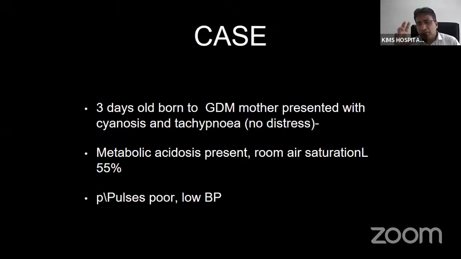So now there are only 2-3 things we have to assess: whether cyanosis is there, cardiomegaly is there, or oligemia is there. That's all. Only 3 things we have to say. Case: 3 days old, born to a GDM mother, presented with cyanosis and tachypnea, but no distress. Metabolic acidosis present, room air saturation is 55. What I told, there is no distress. That means lungs are not involved. That means it's more oligemia rather than increased flow.